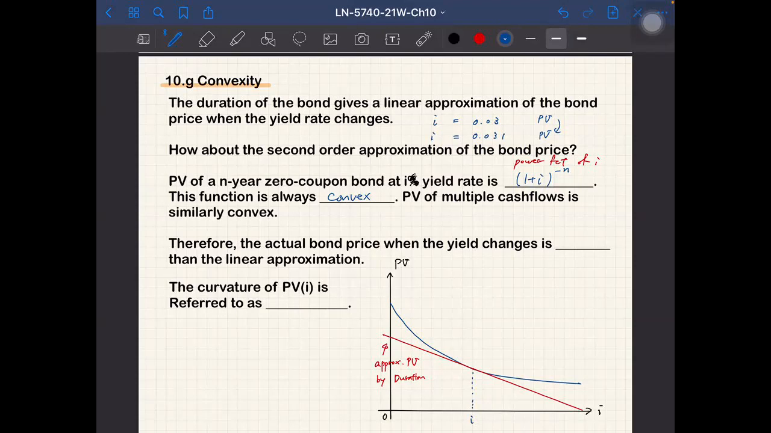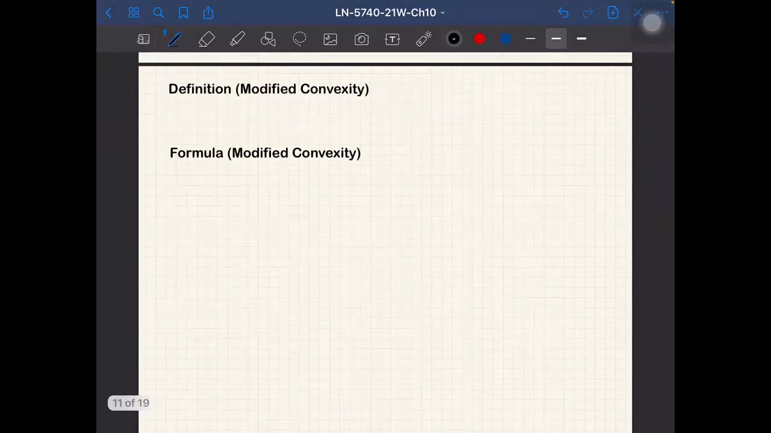So the bond price when the yield rate changes is actually higher than the linear approximation. The actual price is higher than the linear approximation. This curvature of the PV of i, the present value as a function of i, is referred to as convexity. Now we want to define the convexity. Convexity is basically the second derivative of the present value.